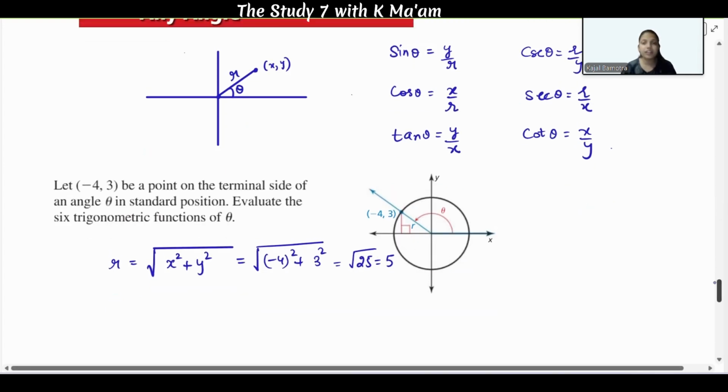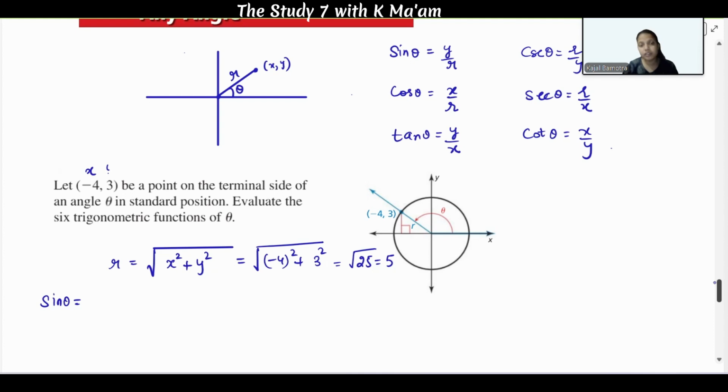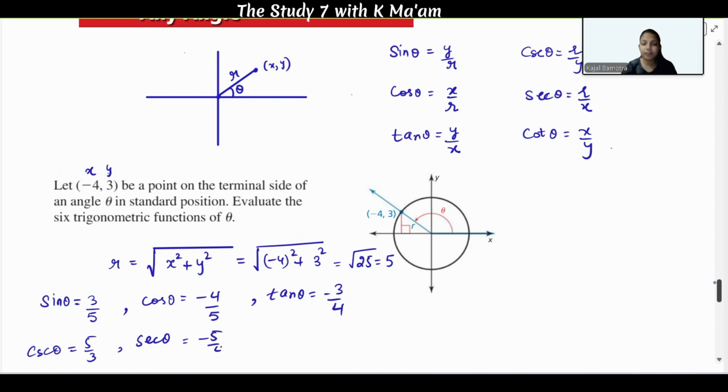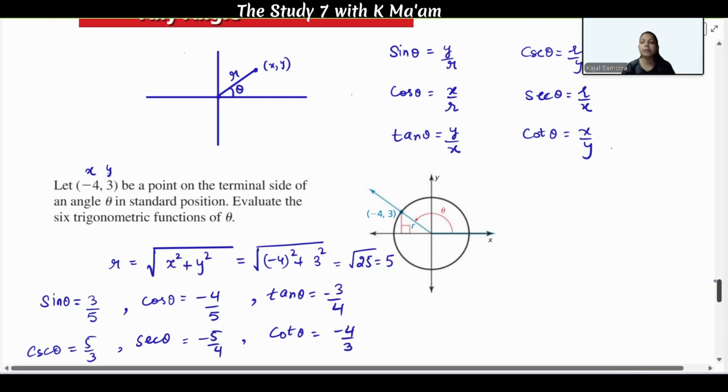As you got the r value 5, this is the x value, this is the y value. Sine theta is 3 over 5. Cos theta is negative 4 over 5. Tangent theta is 3 over negative 4, you can write negative 3 by 4. Then the reciprocal quantities. Cosecant theta is 5 by 3. Secant theta is negative 5 by 4. Cotangent theta is negative 4 by 3.